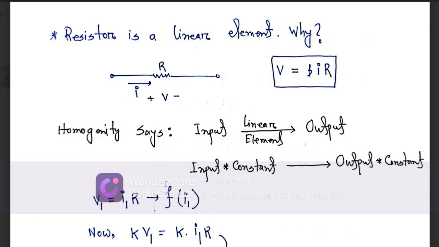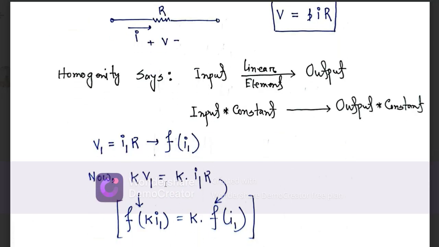Now, how do voltage and current across a resistor follow this rule? Let's see. We know from Ohm's law that V is equal to IR. If a current I1 is flowing through a resistor R, then the voltage V1 will be the multiplication of I1 and R. Now we can consider this I1 into R as a function of I, where I1 is the input and I1R is the corresponding output.